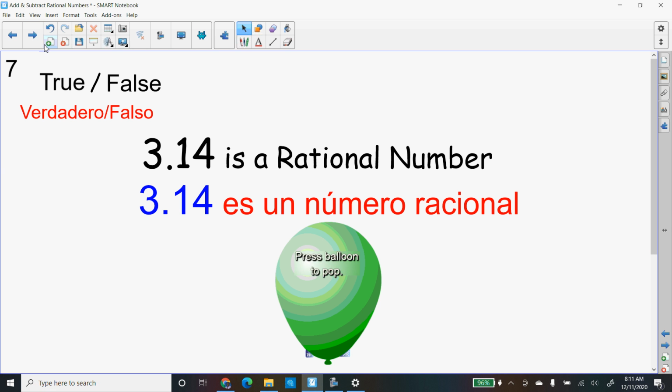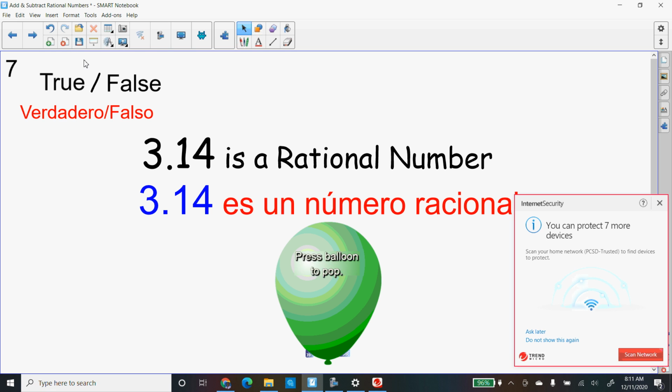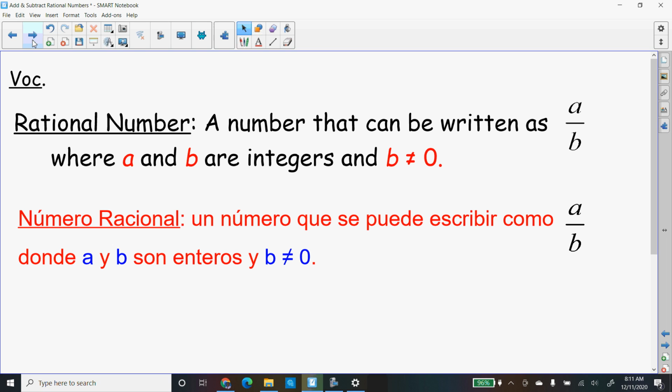Well, here's a true or false question for you. 3.14 is a rational number, true or false? Well, we better figure out what in the world is a rational number before we pop that balloon. So let's go to our definitions. A rational number is a number that can be written as a over b, which is a fraction, where a and b are integers and b is not equal to 0. So you don't want the bottom number to be 0 because you're not allowed to divide by 0. That'll be undefined.